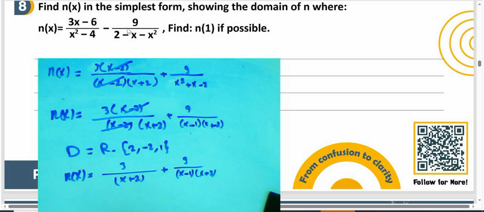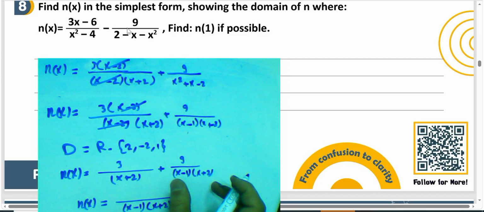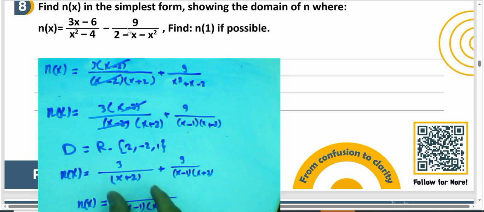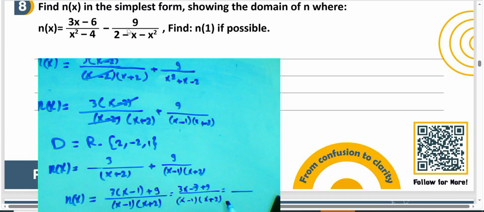Now we have the same denominator. You can add together, write n of x equivalent to x minus 1 times x plus 1, right, numerator here, and then divide this expression by this expression. It will be x plus minus 1 times 3 times x minus 1, and this expression divided is the same. It will be 1 times 9 equal 9, and then write x minus 1 down product by x plus 2, and there here 3x minus 3 plus 9.